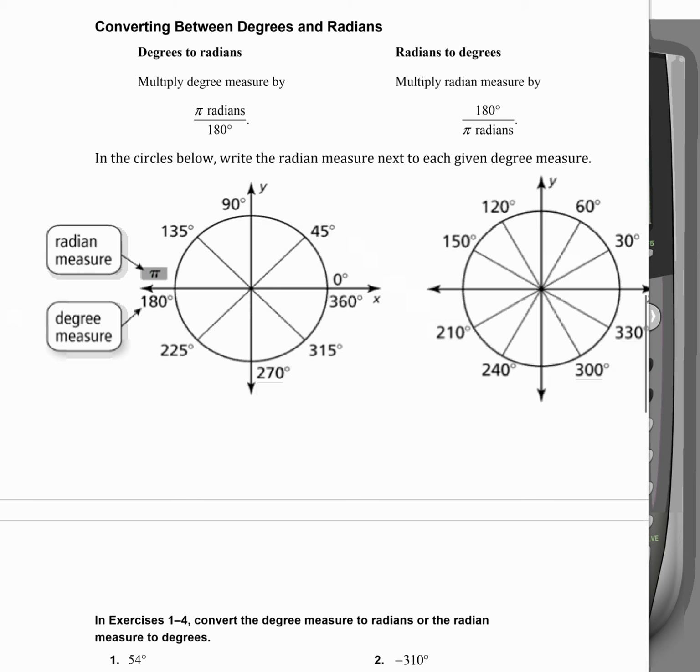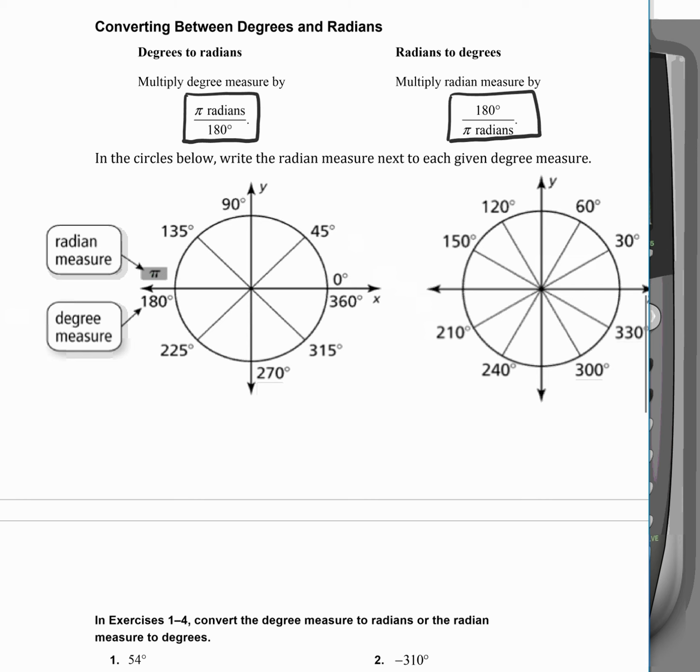So you'll see the two formulas for converting between radians and degrees. If you're changing degrees to radians, you're going to multiply by pi over 180. If you're going from radians to degrees, you're going to multiply by 180 over pi. Before we do that, though, let's take a look at these two circles down below and the way the angles are split up.